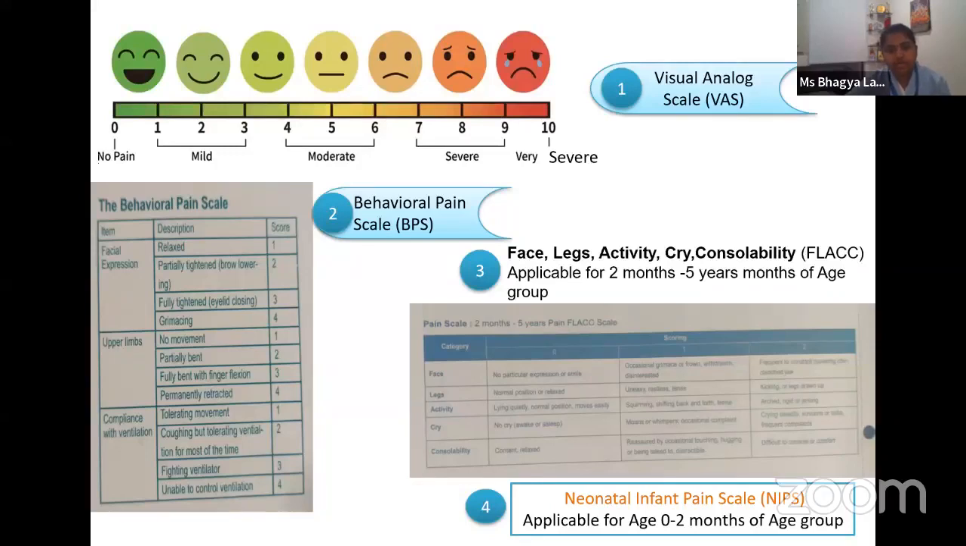And the other two scales are for pediatrics and neonates. For neonates, we have the NIPS, the neonatal infant pain scale. And for pediatrics, it is the FLACC scale. Next slide.